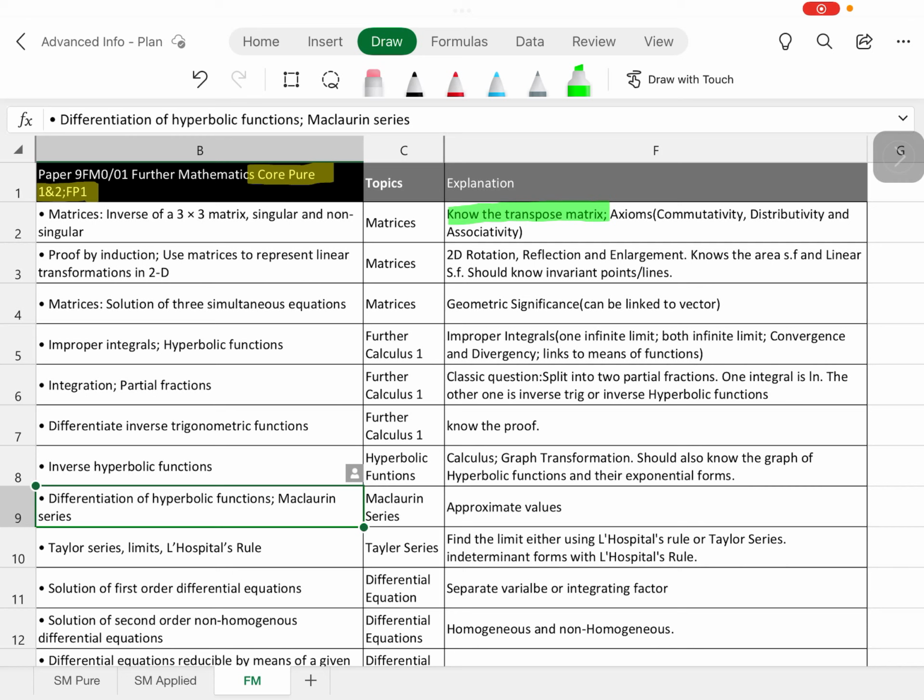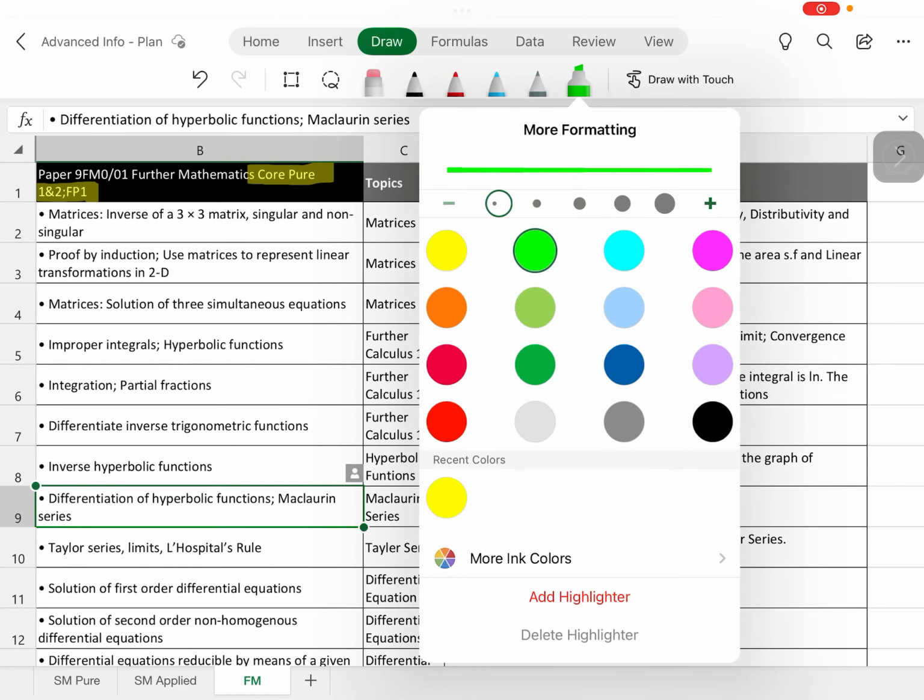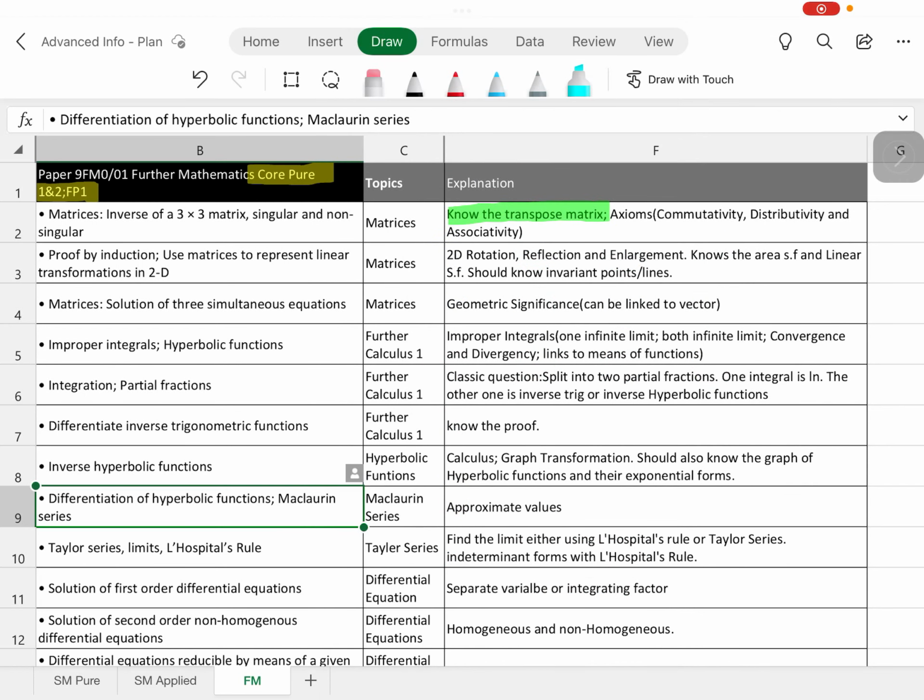Second one, proof by induction with matrices. There are other proof by inductions you should also be aware of and practice, but the main focus would be with matrices. Use matrices to represent the linear transformation in 2D. That includes 2D rotation, reflection, and enlargement.